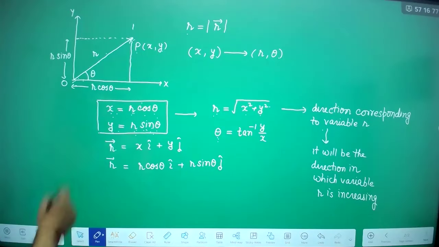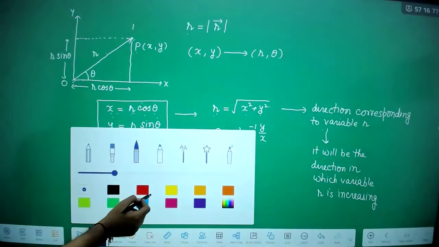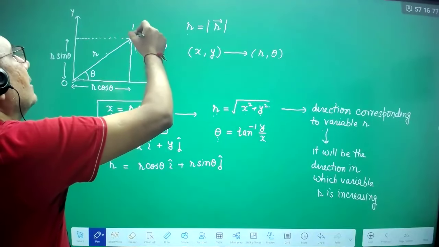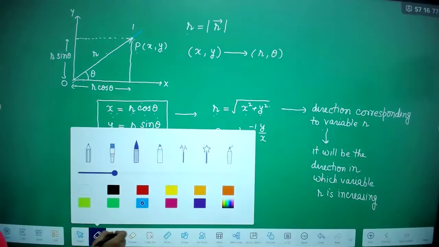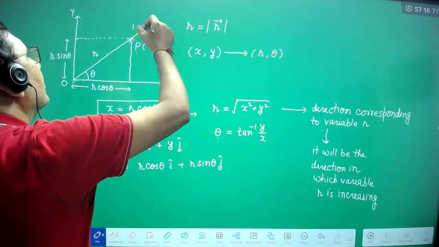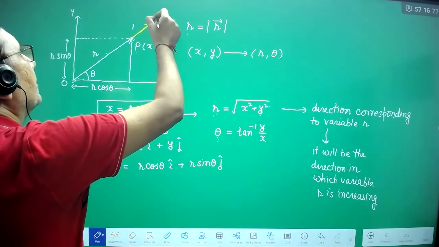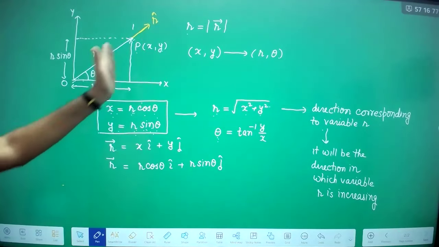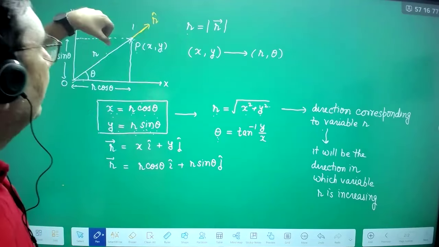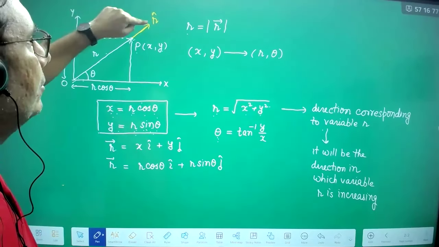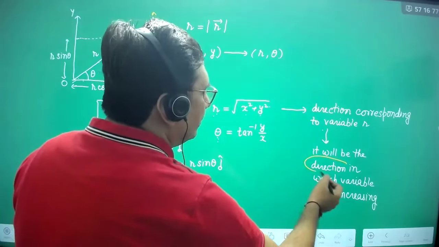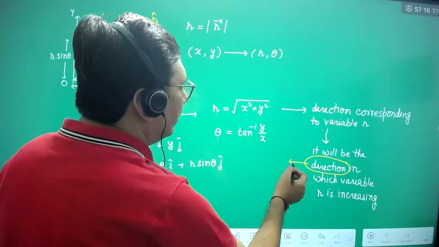Now, if you look at this diagram, in which direction is this r increasing? This r is increasing in this direction. So this is the direction in which r is increasing. So this is the r cap direction. This is a unit vector corresponding to the r variable here. Basically, the value of r is increasing in this direction. So this is a unit vector in this direction, and it is represented by r cap.